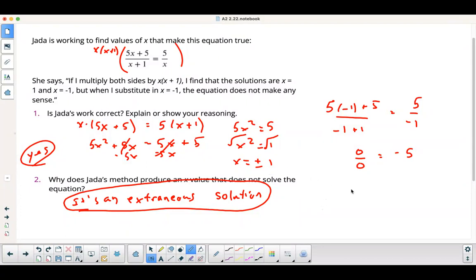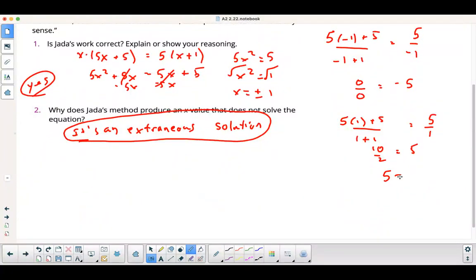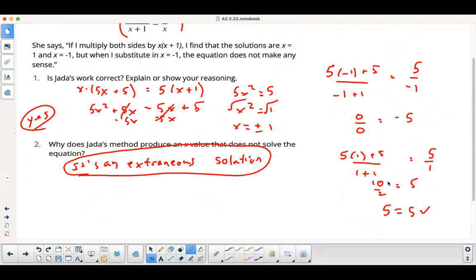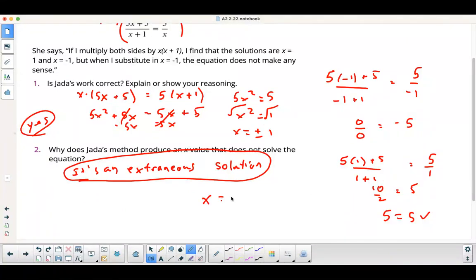So I think 1 is good, though. Let's plug in 1 just for the heck of it. 5 times 1 plus 5 over 1 plus 1 equals 5 over 1. Does that work? This would be 10 over 2 equals 5. And then sure enough, yes, it does check out. 5 equals 5. So the 1 is good. So you only have one answer, x equals 1. You got to throw out the -1.